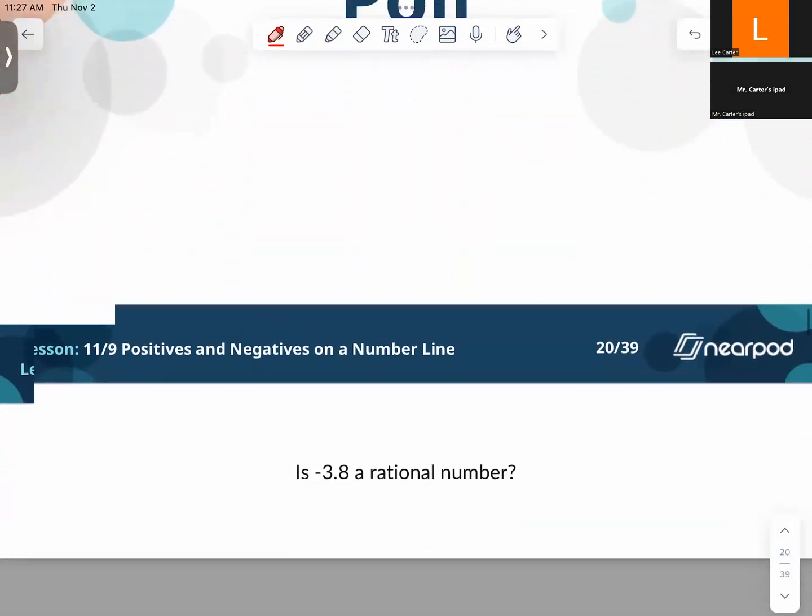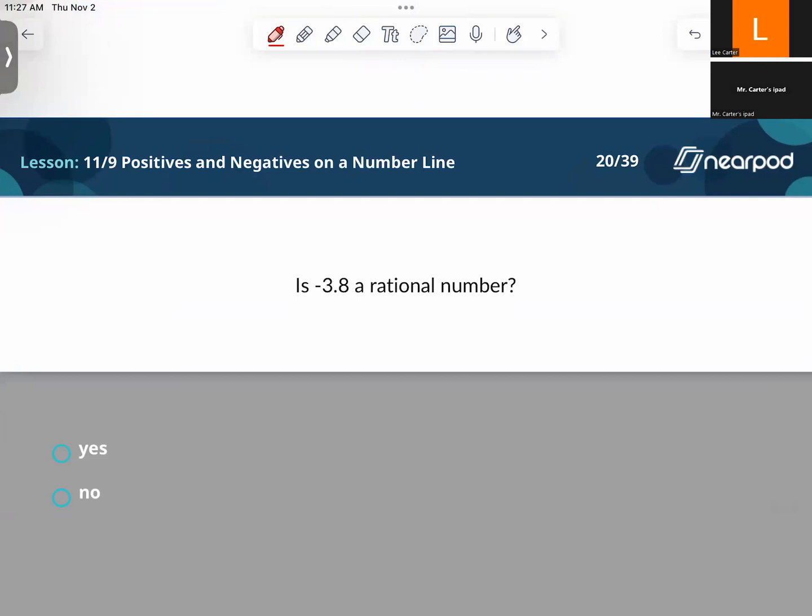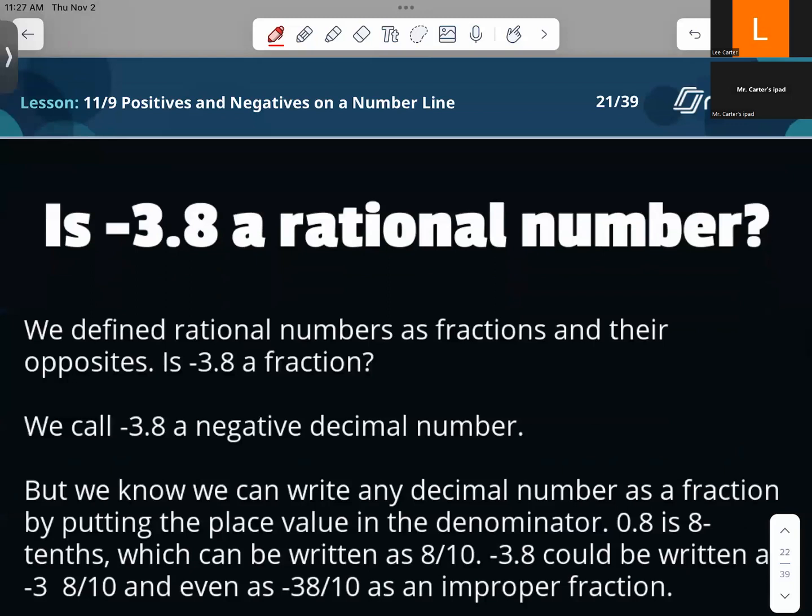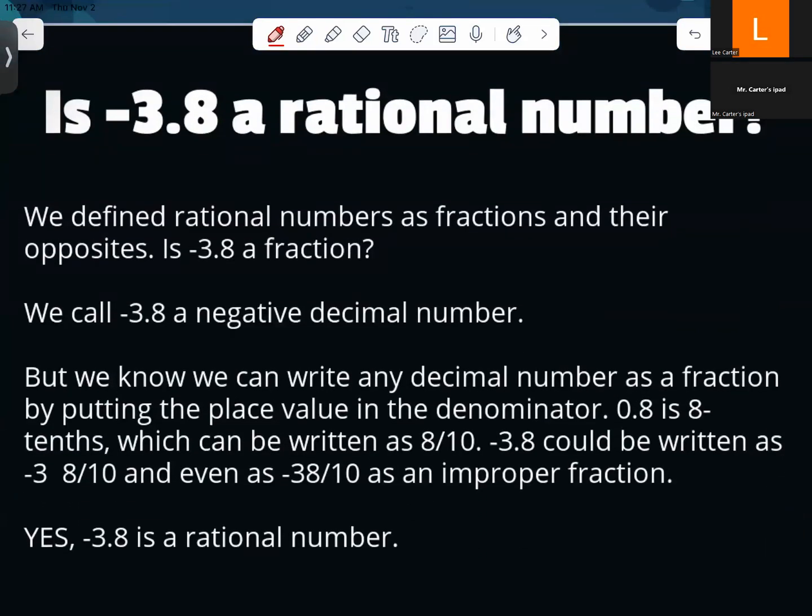All right. So what about this? Is -3 8/10 a rational number? It's not an integer, but is it a rational number? Go ahead and put your answer there. The answer is that rational numbers are anything that can be written as fractions. So this is a negative decimal, but can you write a decimal like that as a fraction? The answer is yes, because the 0.8 is 8/10. So therefore this is -3 8/10. So that is a fraction.